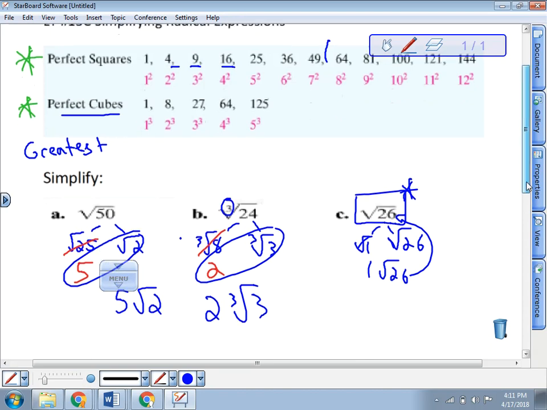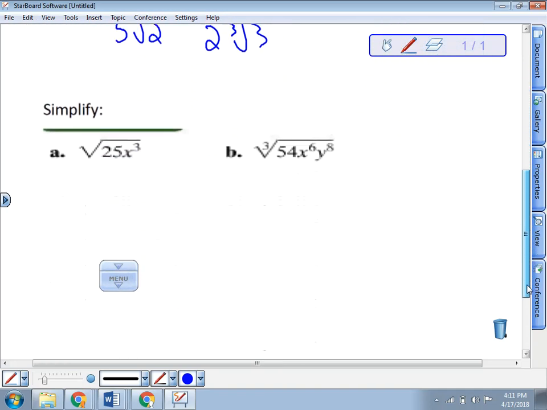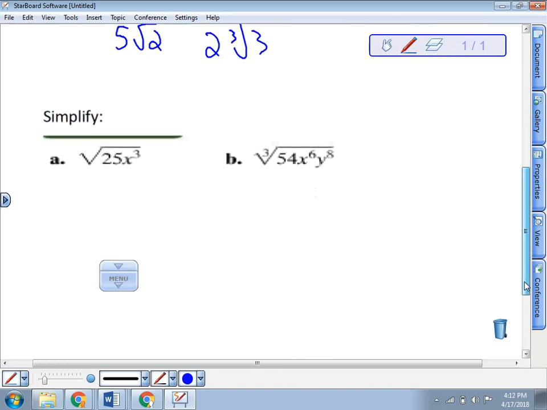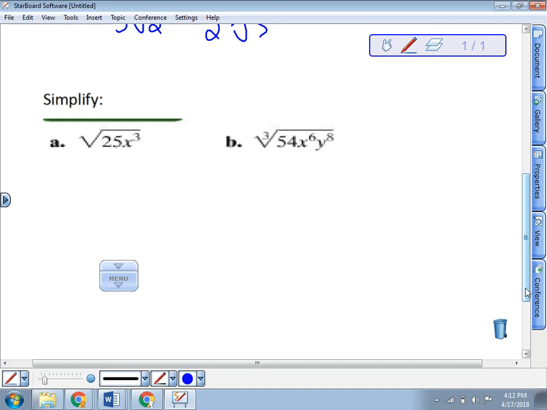All right, let's take a look at a couple more examples now. These include an exponent or a variable, x to the third, or in this case, x to the sixth, y to the eighth. In the previous lesson on simplifying radicals, we talked about how many exponents we can bring out from underneath the radical. First, I want to change this number right here. This is going to be a 24, not 25.